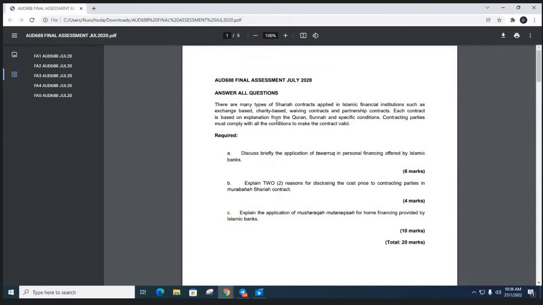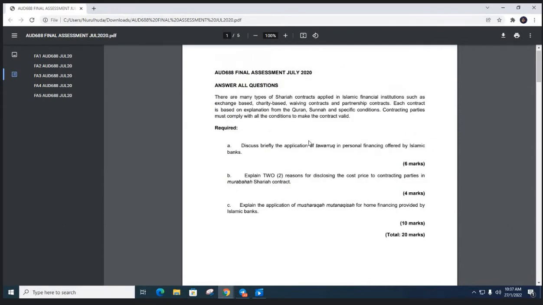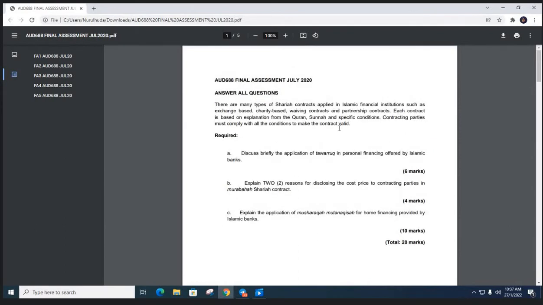MCO punya ODL lah, open book questions. So soalan ni lebih kurang soalan sem lepas lah. So for the first questions ni kita dah tengok kan? Dah tengok ke? Tawaruk ke dah tak ingat dah?